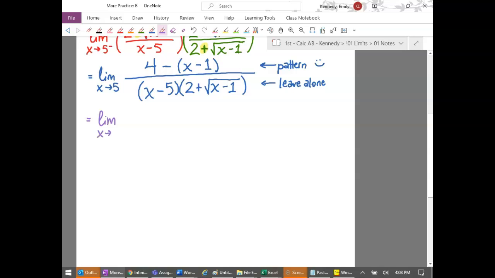So keeping the limit in front because I still have x's, my denominator has all of this craziness: x minus 5, 2 plus square root of x minus 1. And my numerator is 4 minus x, and then this minus that is now a plus 1. So really I have a 4 plus 1, which is 5, and then minus x. Sometimes students will see those and they'll be like, oh, those are the same, they must cancel. But if we think about it for a second, they're not really the same.